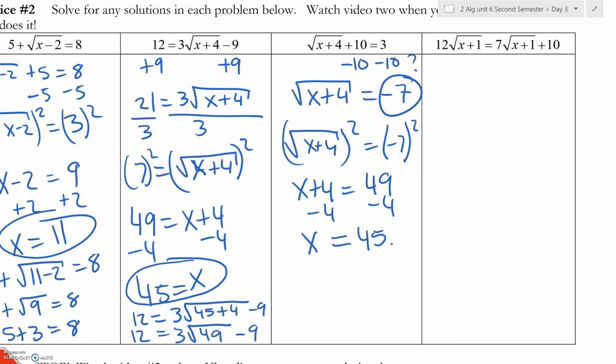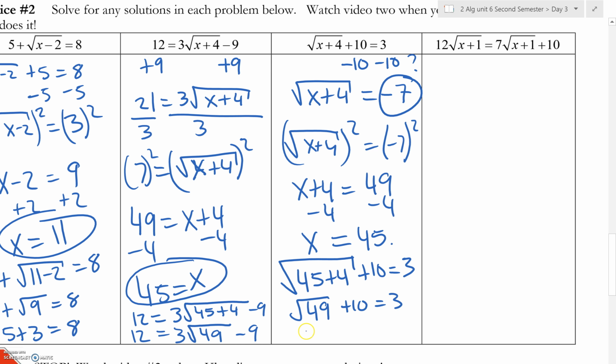First of all, if we were to plug it in, 45 plus 4, take the square root and add 10, does that actually equal 3? Well, 45 plus 4 is 49. And the square root of 49 is 7. Does 7 plus 10 equal 3? Does not. That's an extraneous solution.